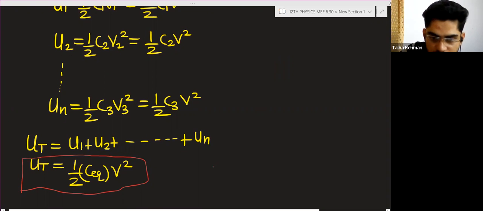UT is the total energy stored in capacitor.